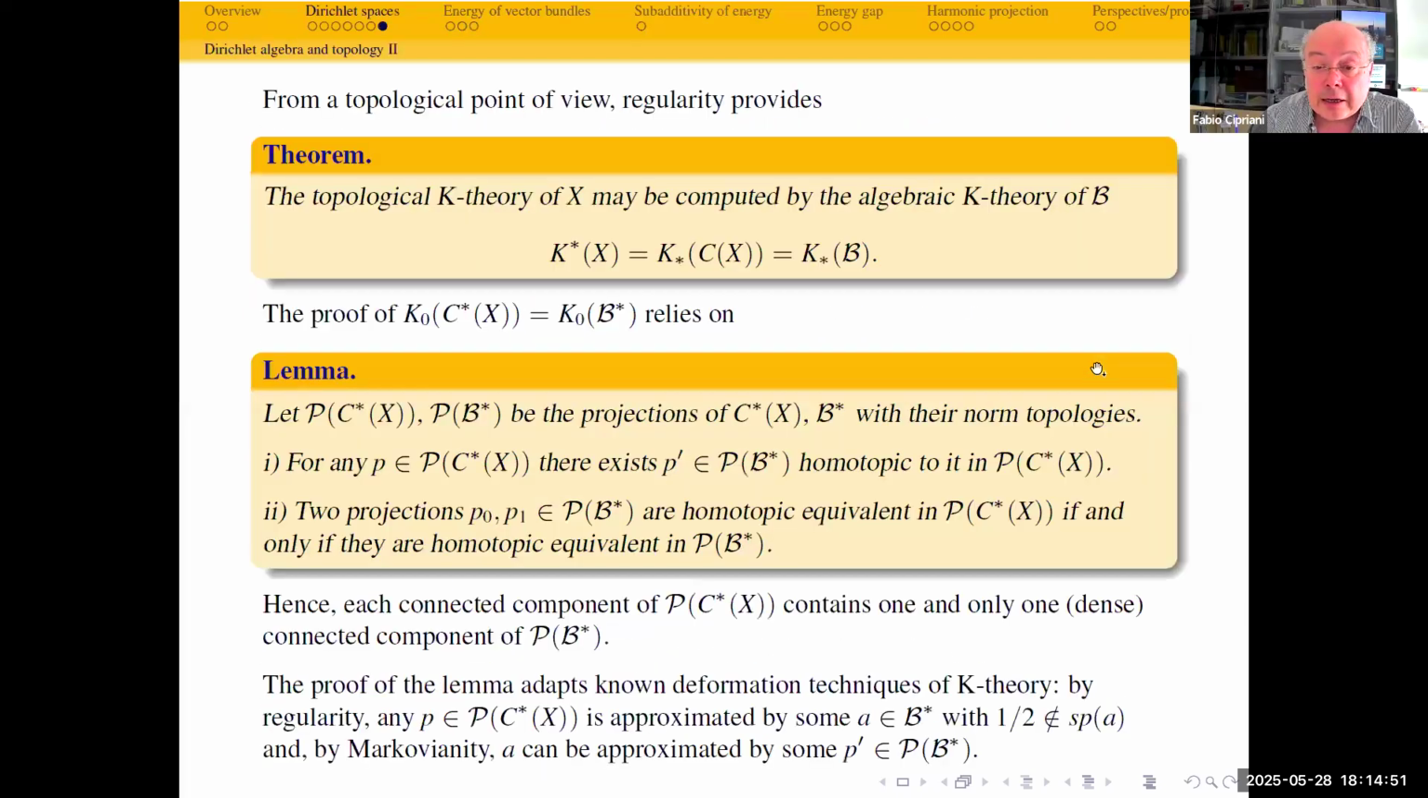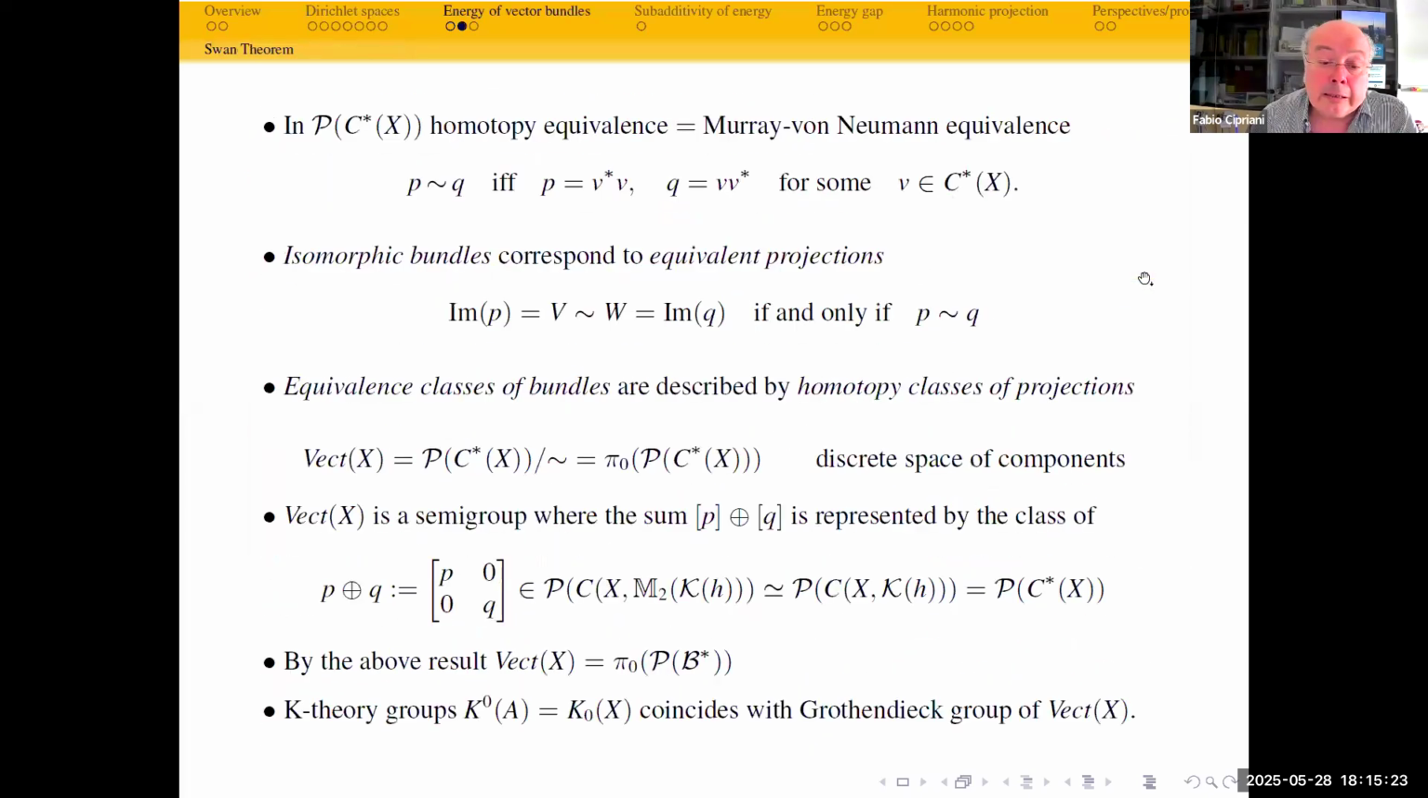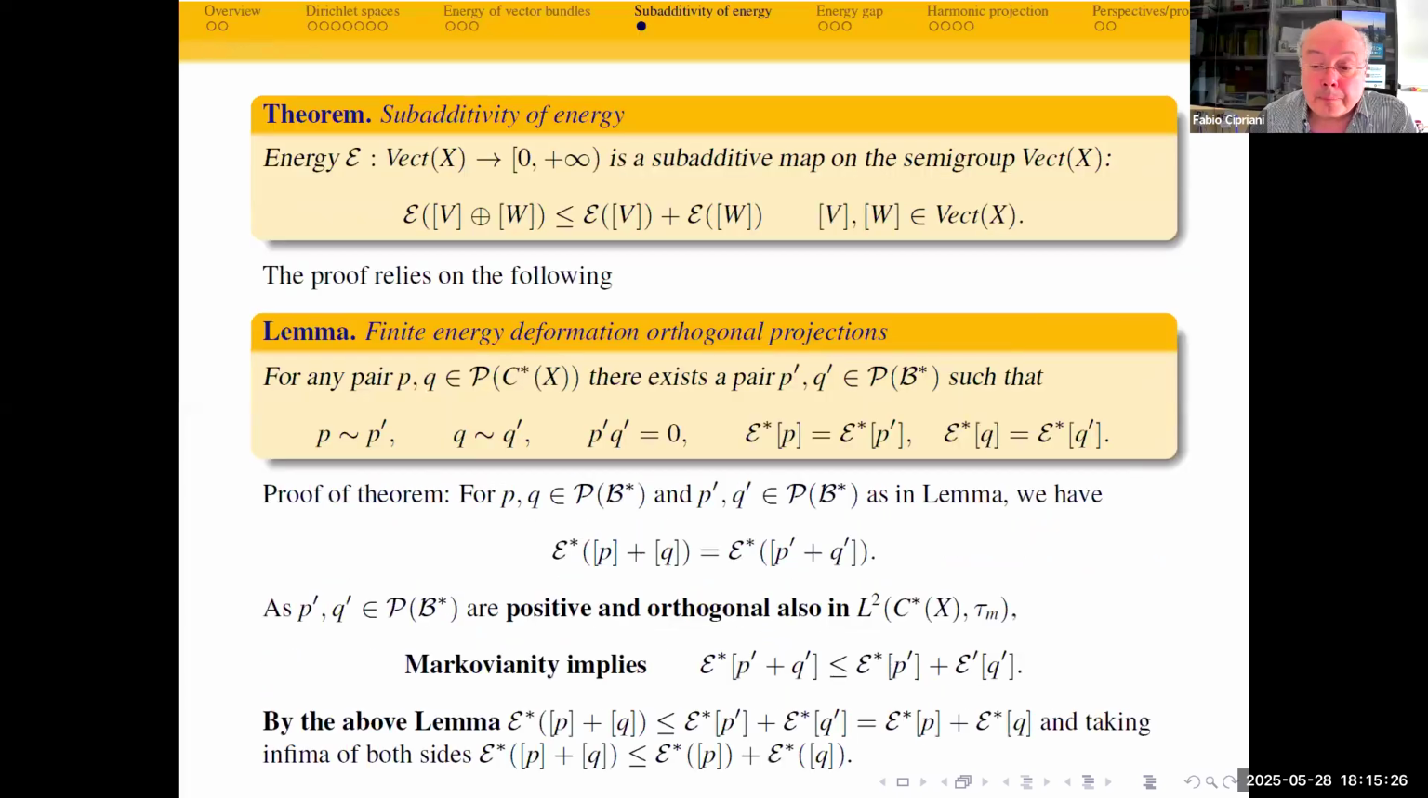B star is a subspace of C star of X, it is in fact the intersection between C star of X and the domain of the stabilized Dirichlet form. So B star of X is a subalgebra, right? Yes, it is a subalgebra, the Dirichlet algebra of the stabilization. Okay, thank you so much. Subalgebra, yes. Yeah, thanks.